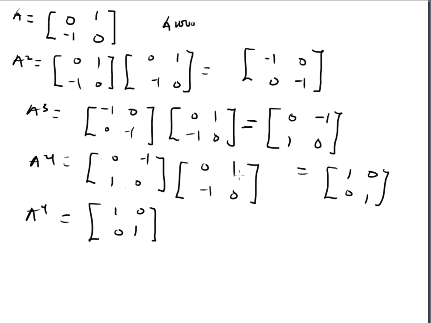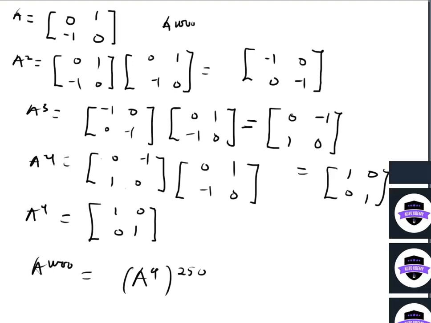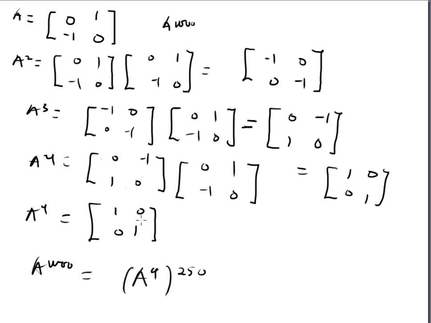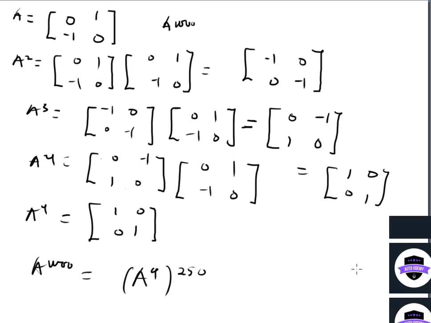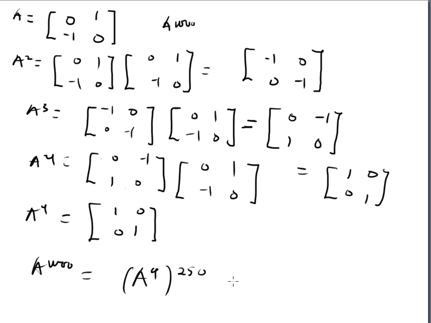Okay. Now, take note of something. A to the power 1000, which we've been asked to find, is equal to A to the power 4, right, to the power 250. Do we get this? And since A to the power 4 is an identity matrix, multiplying A to the power 4 by itself multiple times still gives us A to the power 4, which is still this identity matrix. So A to the power 1000 is also equal to [1 0; 0 1]. Hope this is clear. Do we all get this?